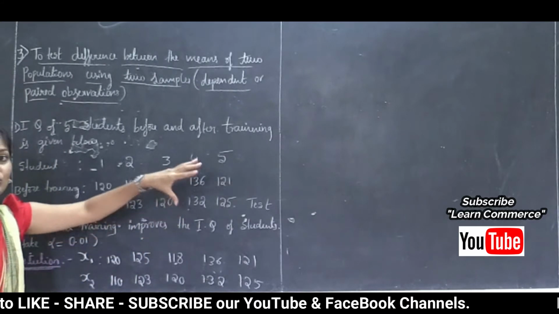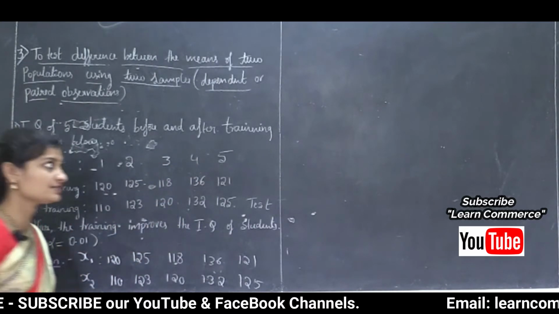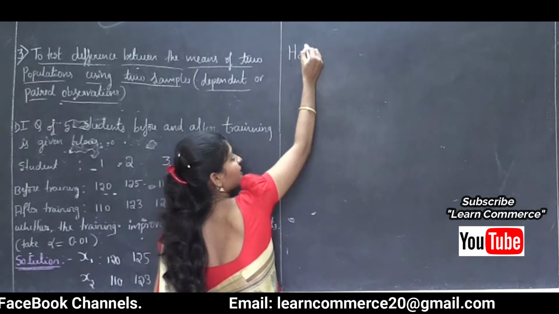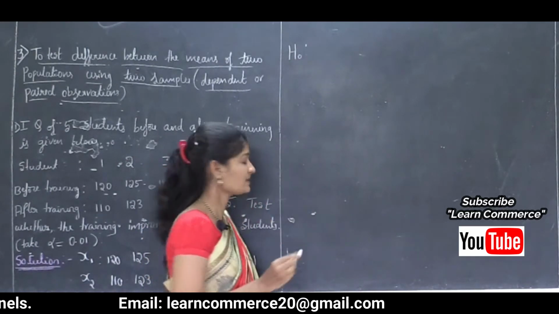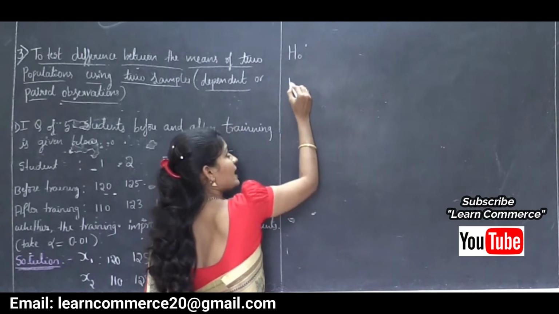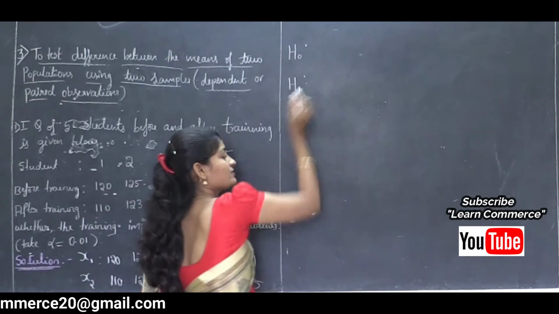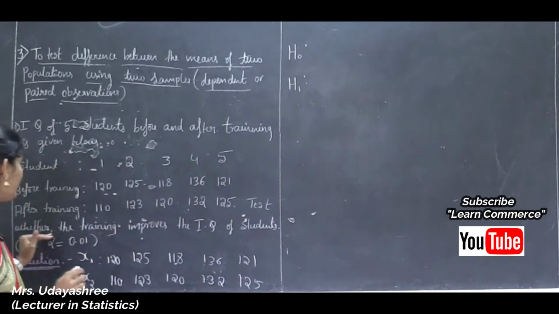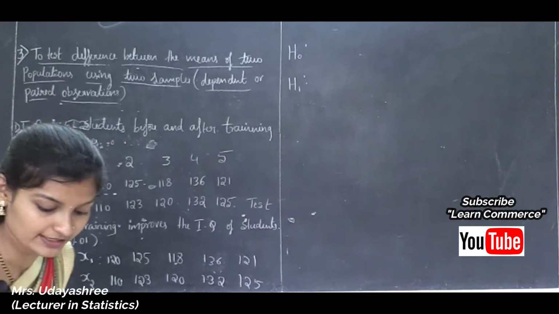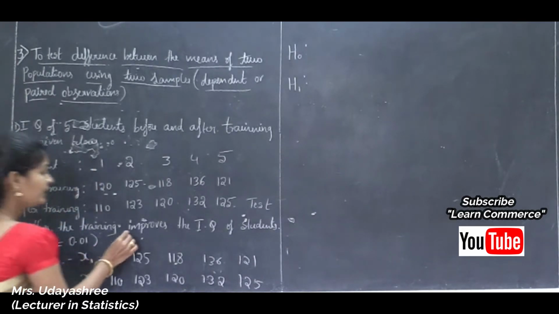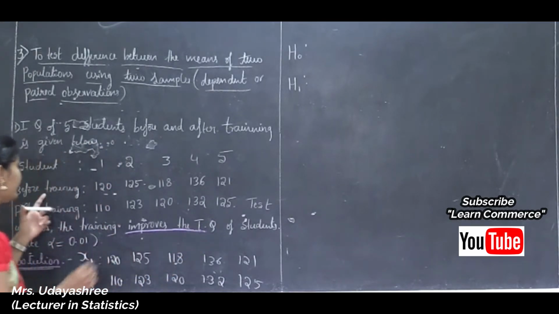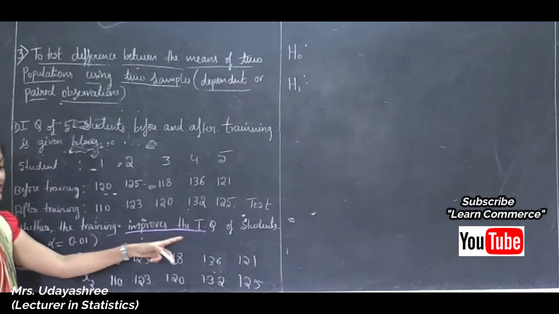Next, let's move to the test procedure. What is the first step? Step 1 is setting up the null hypothesis. Then step 2 is the alternative hypothesis. Now see the question. Test whether the training improves the IQ of students. Training improves IQ in the sense of greater than, that is, more than.